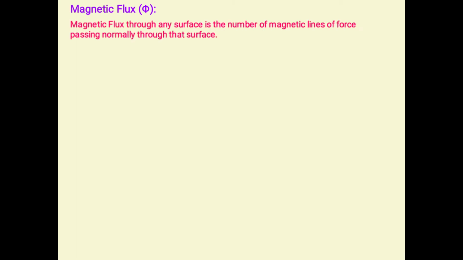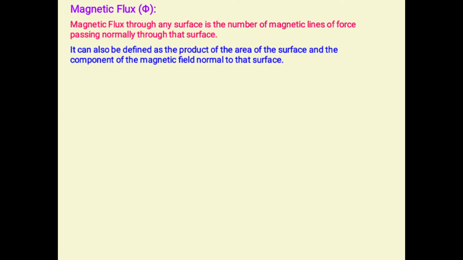In electric flux there are electric lines of force, and in magnetic flux we will discuss magnetic lines of force. That means the first effect is due to the electric field, and this is about the effect of the magnetic field. What is flux exactly? Magnetic flux through any surface is the number of magnetic lines of force passing normally through that surface. Normally means perpendicular to the surface. Remember, to the surface, not the surface area vector.